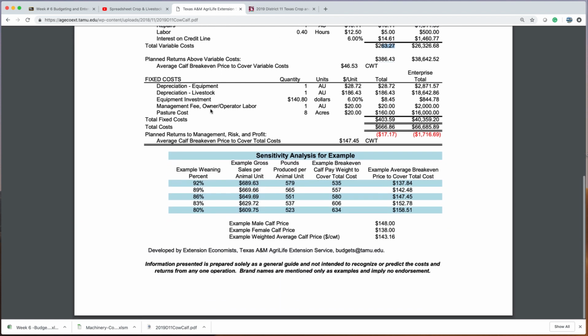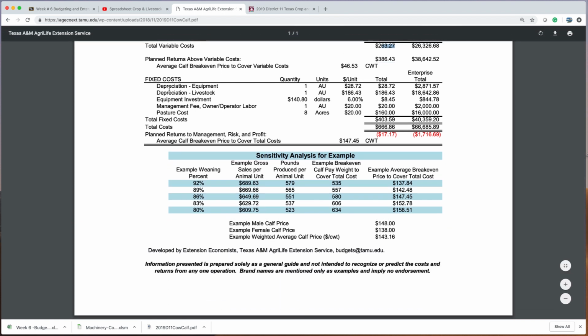All right, now let's move through here. We have fixed costs now. Fixed costs are things that aren't going to change, like depreciation, equipment investment. Now, this is one that I factored into your example already.